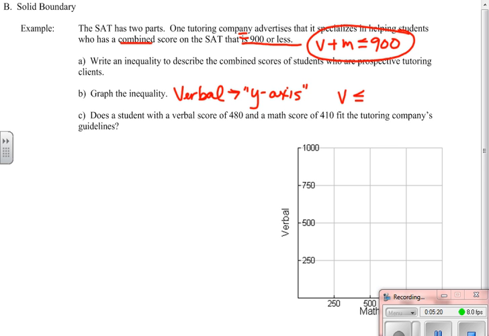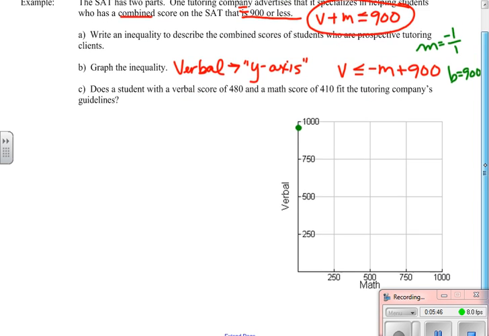So v is less than or equal to negative m plus 900. So that means that our slope is negative 1 over 1, and our y-intercept is 900. Now, if they have a score of 900 on the verbal, they'd have to have a 0 on the math.